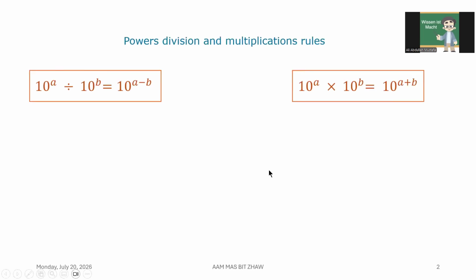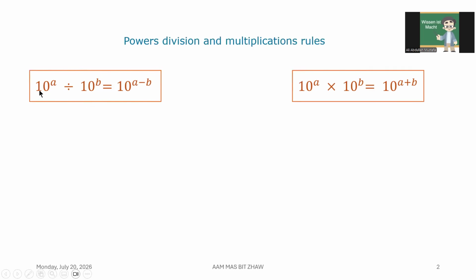We shall start with power division and multiplication, how we deal with division and multiplication when you have two numbers with powers. This is the rule. When we have a number, any number, to the power of A divided by a number to the power of B, that means we have the same base.